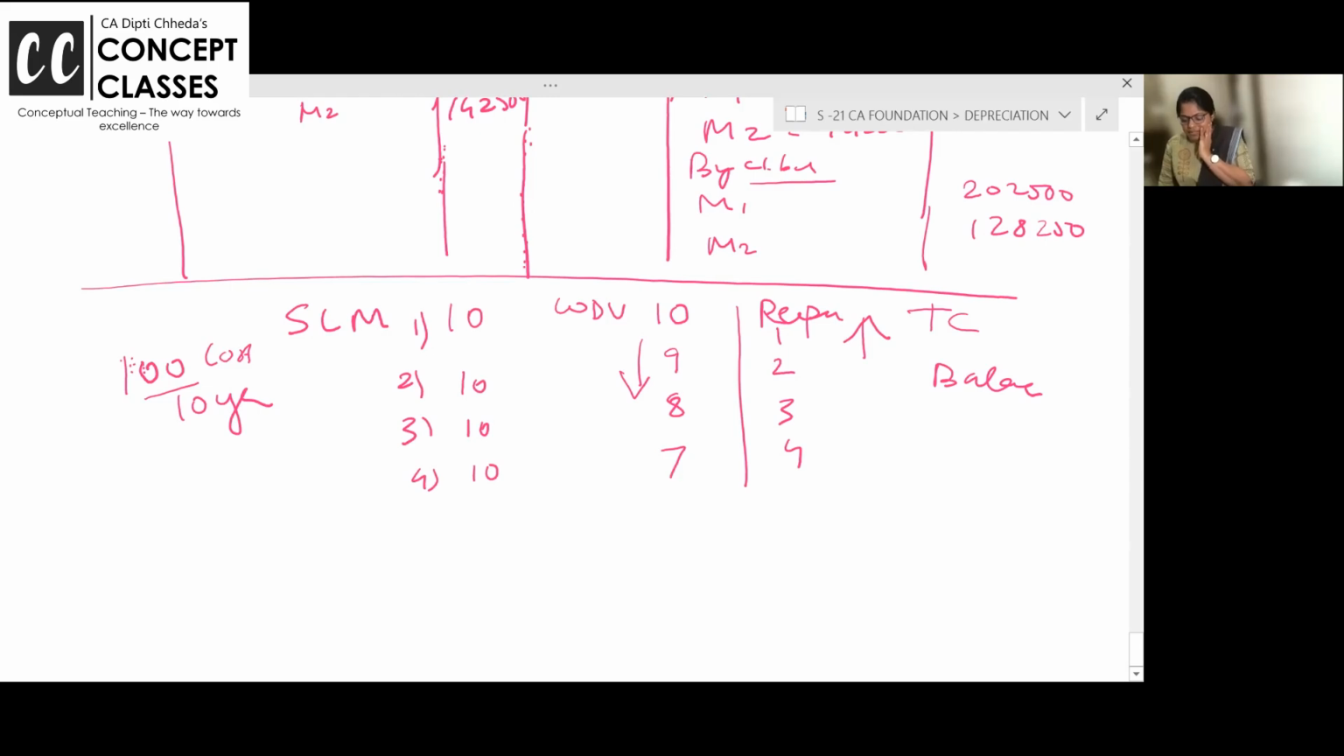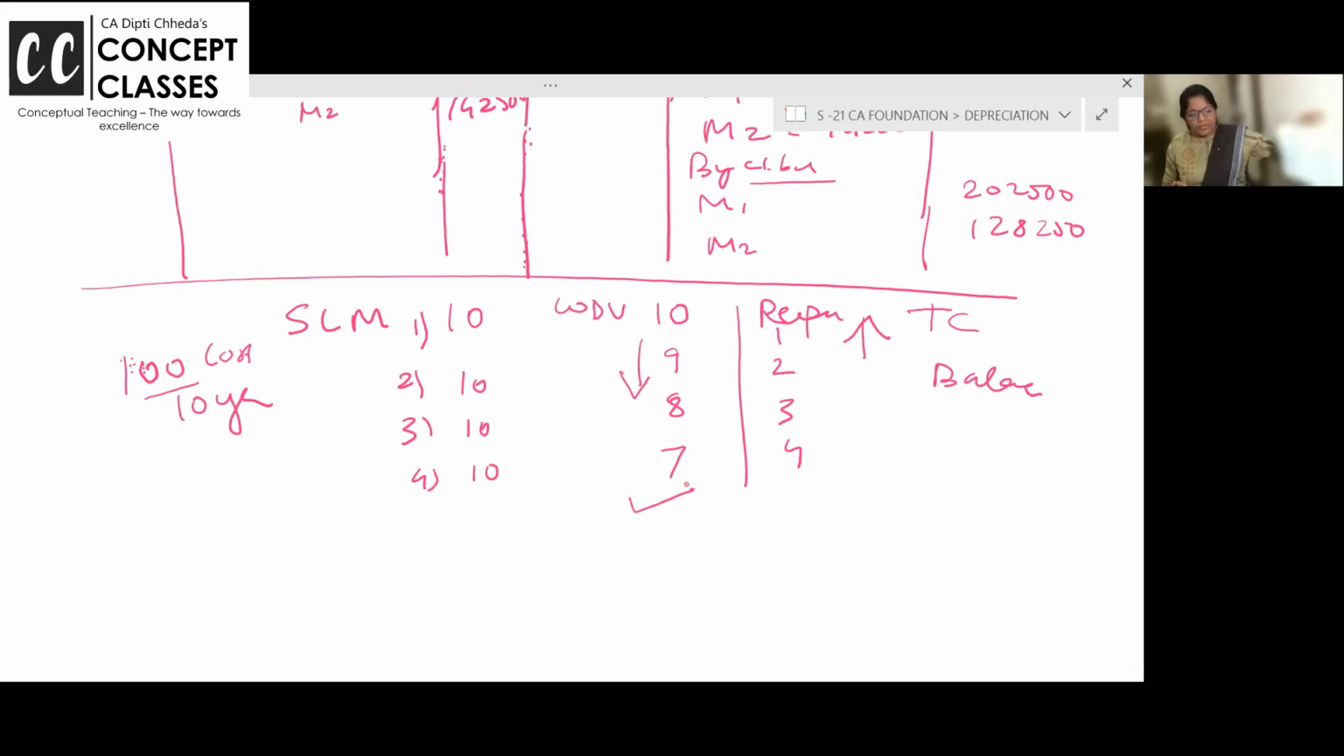Right? So that is why generally the WDV method is used in accounts and income tax, because in WDV, in the initial years repairs are less and depreciation is high. Then depreciation will decrease, repairs will increase, so it will offset. This is the point explained in your study material also. Okay? I hope you understood it.